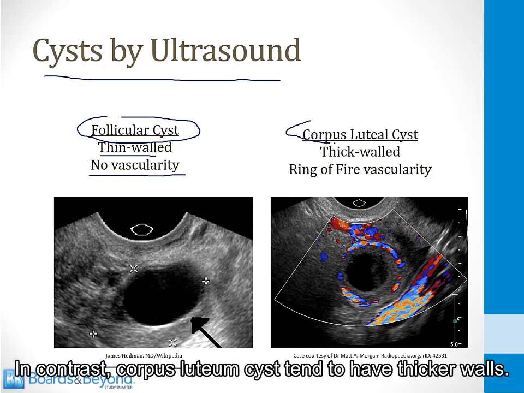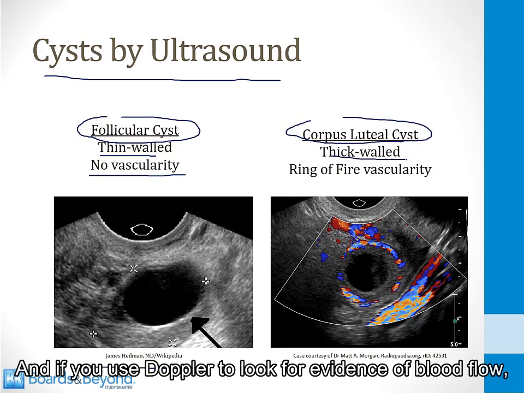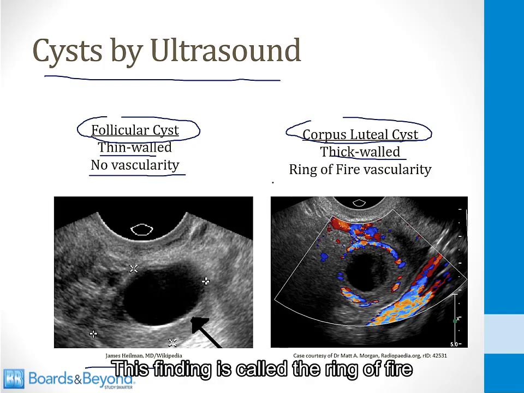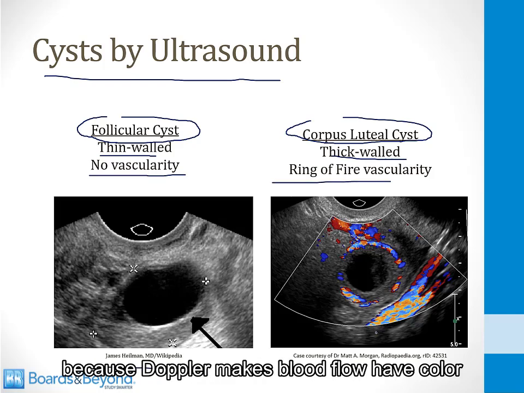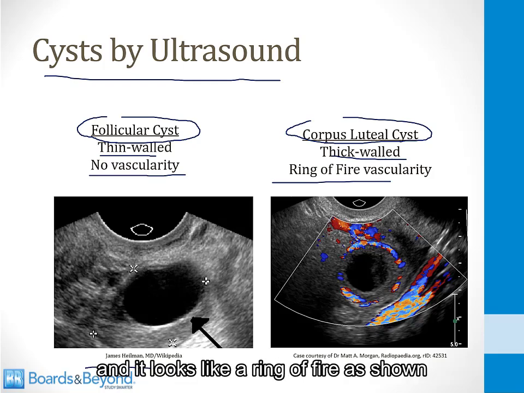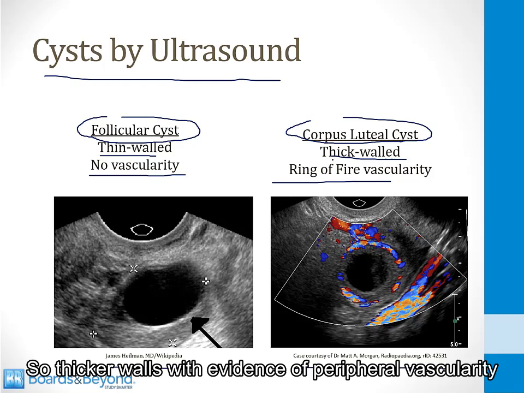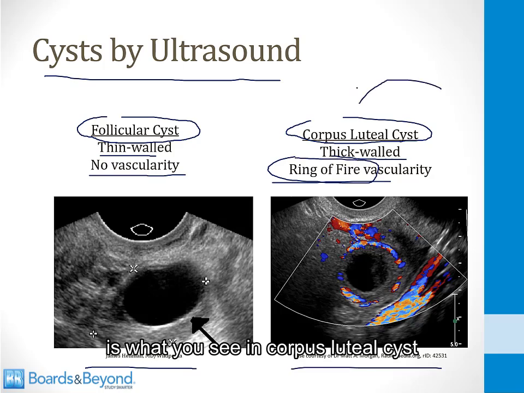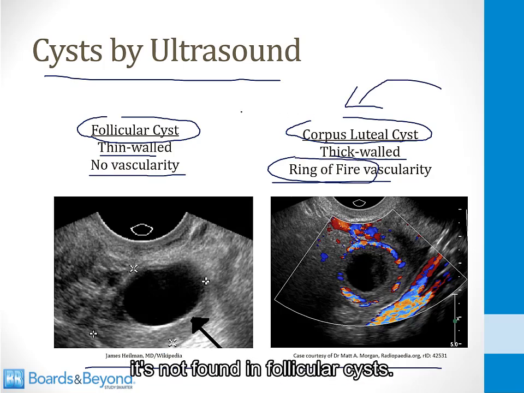In contrast, corpus luteal cysts tend to have thicker walls, and if you use Doppler to look for evidence of blood flow, you will see blood flow in the periphery of the cyst. This finding is called the ring of fire because Doppler makes blood flow have color, and it looks like a ring of fire as shown in this picture here. So thicker walls with evidence of peripheral vascularity and the ring of fire finding is what you see in corpus luteal cysts. It's not found in follicular cysts.